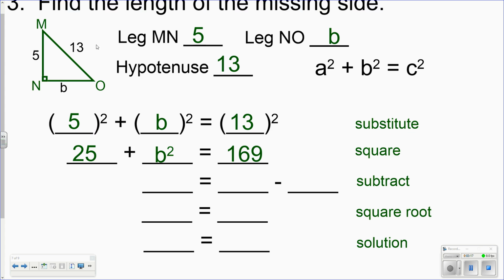Now when we're finding the leg, A or B, it's actually a subtraction problem because I'm going to isolate this B squared. In order to do that, I have to take the 169 minus 25. So I subtract. That gets me B squared equals 144. I take the square root of both sides. So B equals 12.